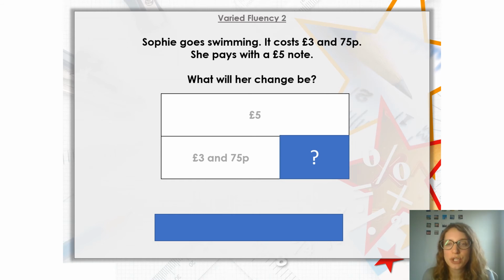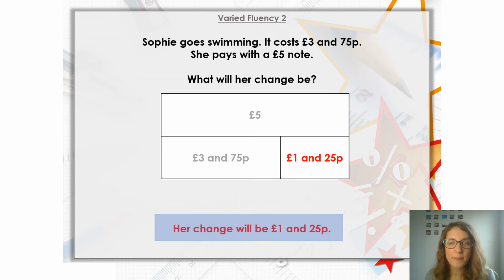Okay, so like I said, you could do £5 or 500 pennies, take away the £3.75, or you could start at £3.75 and count on until you got to £5. But either way, you should have got the answer of £1.25.